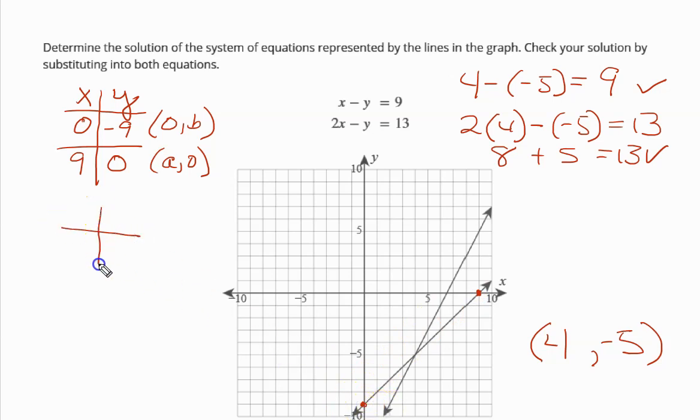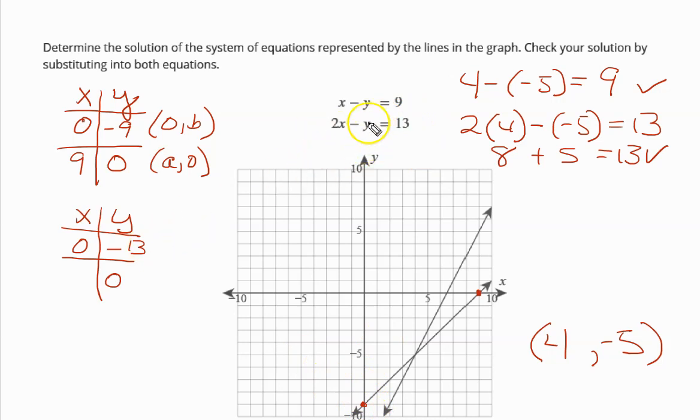All right, let's do the other equation. We're making an X and Y intercept T-chart. Very useful tool in graphing. Now, this is the second equation. If X is 0 here, 2 times 0 is 0. This is going to be Y is a negative 13. So that's off our graph. We can't check that one.